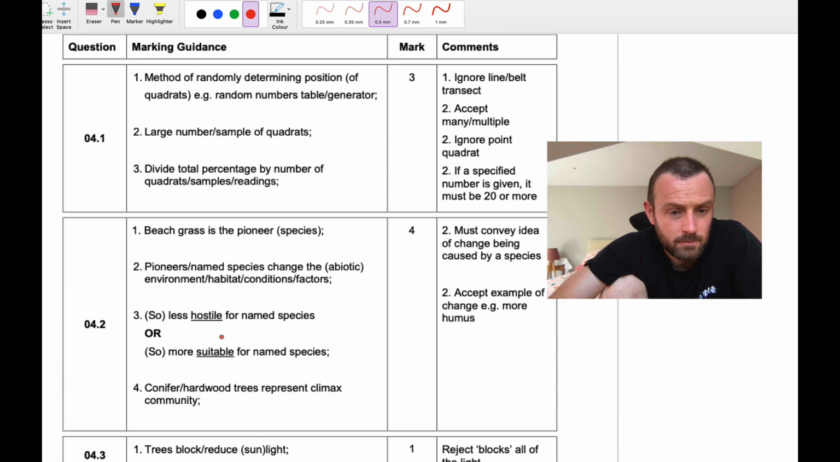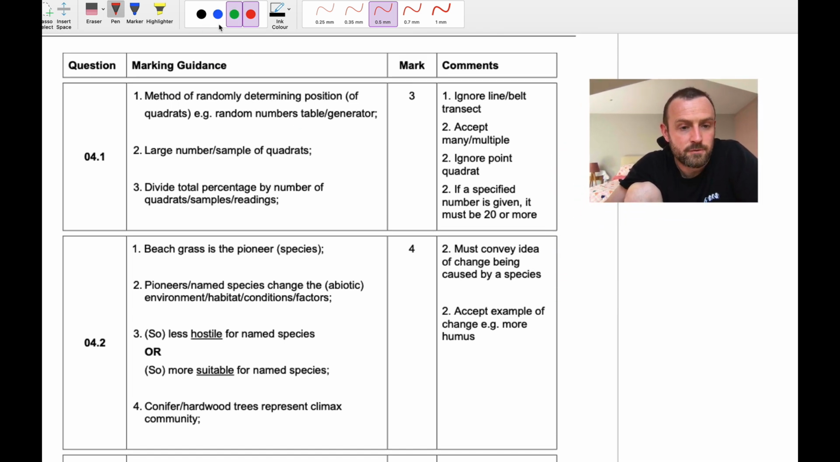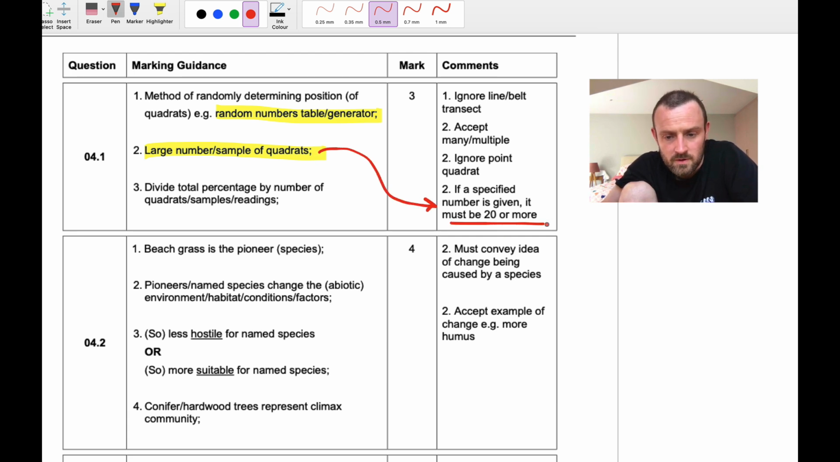What's on the mark scheme? Okay, so a method for randomly determining the position, so a random number generator, and a large number of quadrats. Now, how many? I wouldn't have got this mark. Look, okay, if a specific number is given, it must be 20 or more. Okay, let's just try and bank that in our memories.